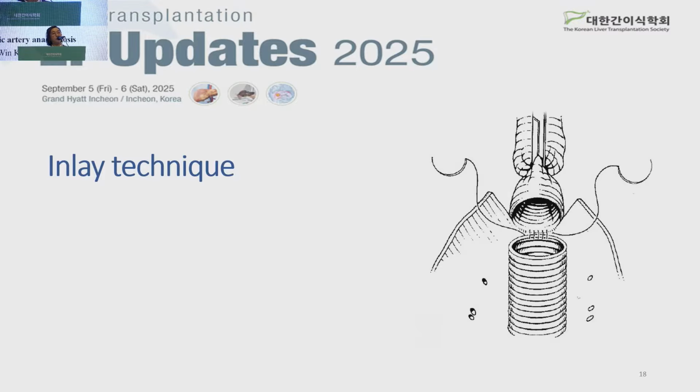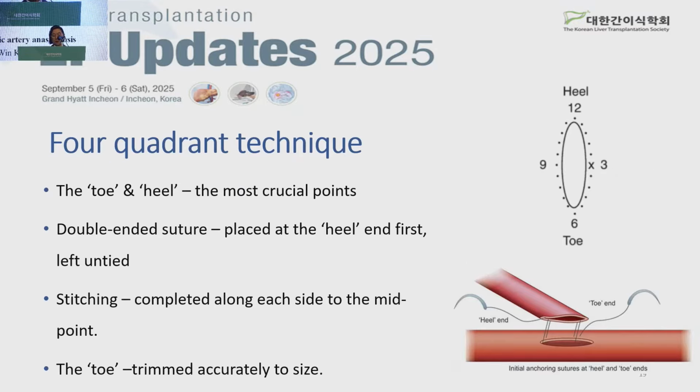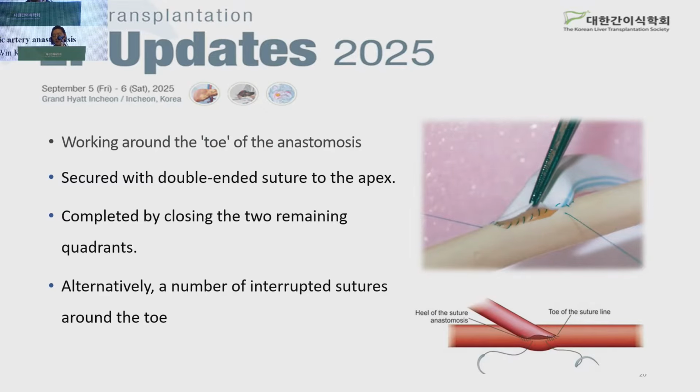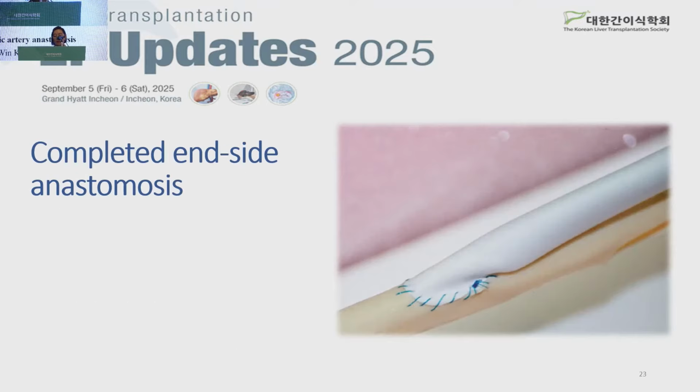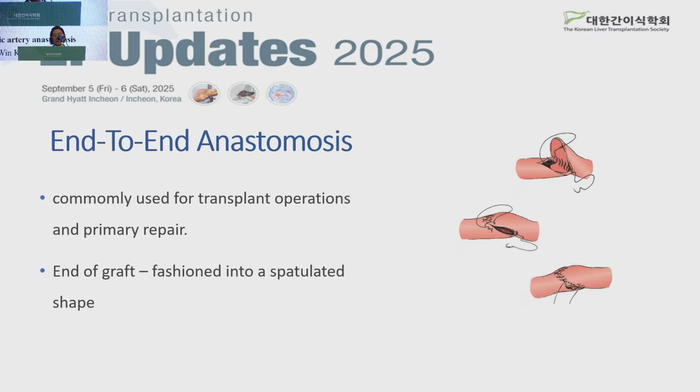In our junior people used to be. This is a full circumferential technique. This is end to side. This is the parachute technique. This is end to side, end to end anastomosis. You can see the spatulation technique. I will describe it.